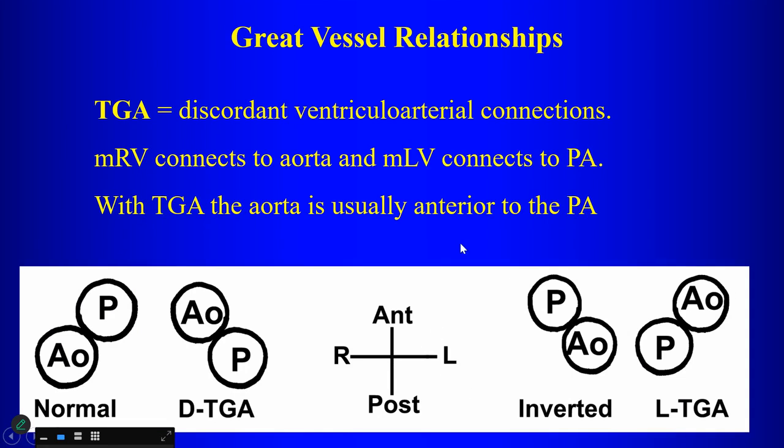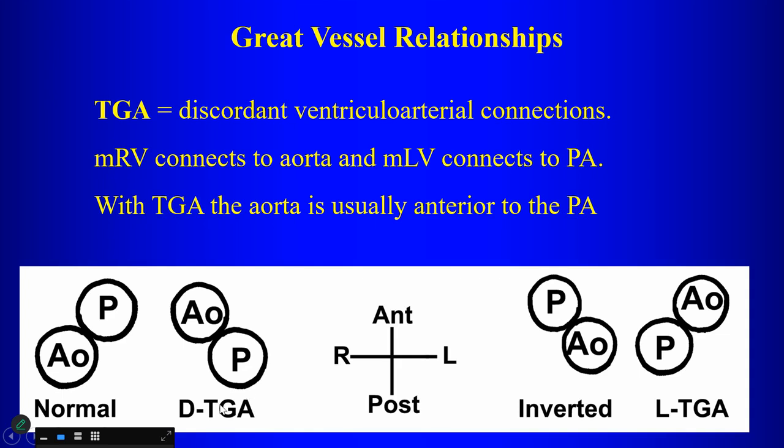Right there, right? Now, we talked about normal, right? Pulmonary artery anterior to the left of the aorta. There's the inverted relationship, which is the mirror image of normal. So here, the pulmonary artery is still anterior, but instead of being to the left, it's to the right of the aorta, okay? With transposition, usually the aorta winds up anterior to the pulmonary artery.